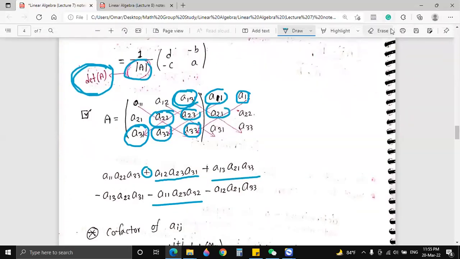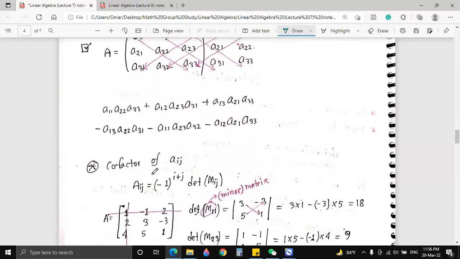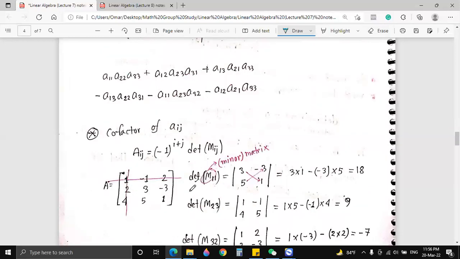So the first step will be from left to right. You multiply this way and there will be plus. And when you come from right to left, it will be minus. So this way, if you just calculate, you can find the determinant. Let me show you a real example.